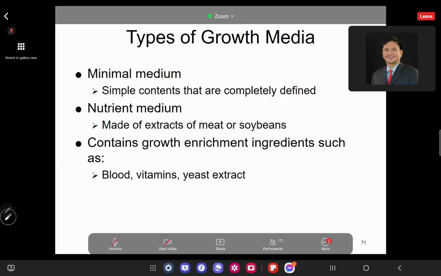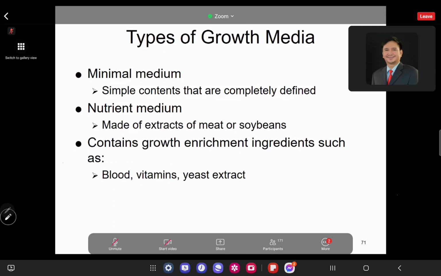I already indicated the use of agar plate or your culture media. There are three different types of growth media used for cultivating organisms on this slide, and we have more on the succeeding slide. We have a minimal medium. It contains simple chemically defined components that provide essential nutrients. You have your nutrient medium made from extracts of meat or soybeans, offering a rich source of nutrients for microbial growth. And of course, your enriched media.